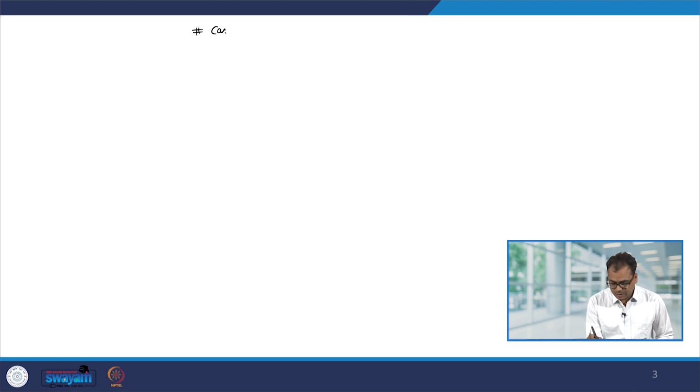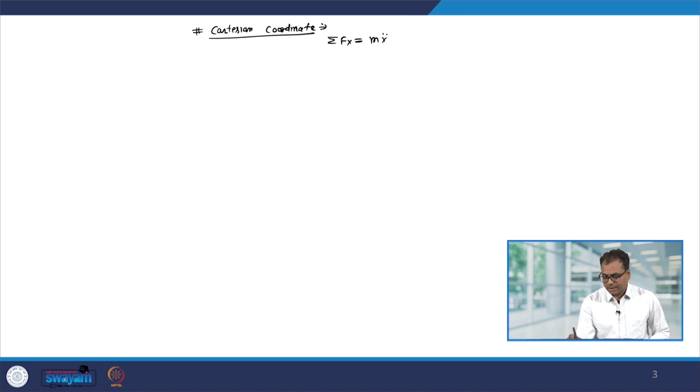In Cartesian coordinates, we can decompose that equation: summation Fx equal to m x double dot, where x double dot is the acceleration along the x direction, and similarly summation Fy equal to m y double dot and summation Fz equal to m z double dot.